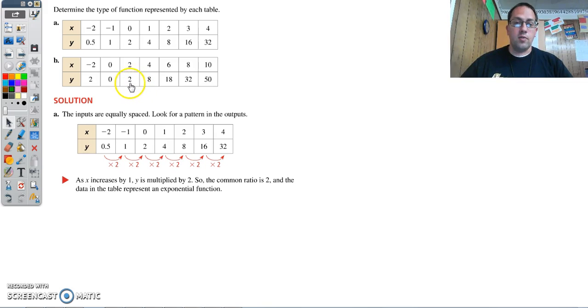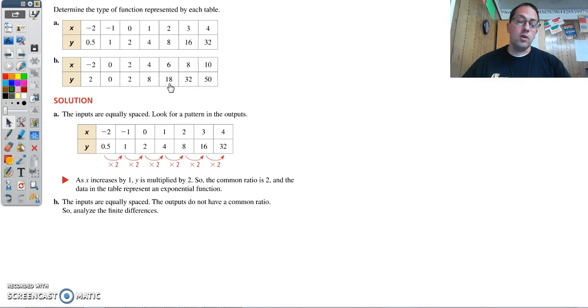Let's see, do we have a common ratio? Well, 2 times 4 is 8, and 8 times 4 is not 18. Right? 0 times 4 is not 2. 0 times anything is not 2. You can't do it. Right? So we don't have a common ratio on problem B.